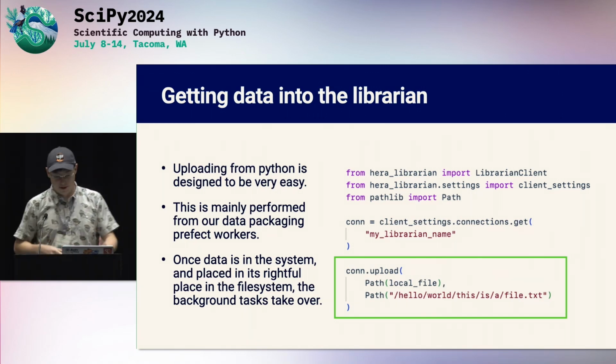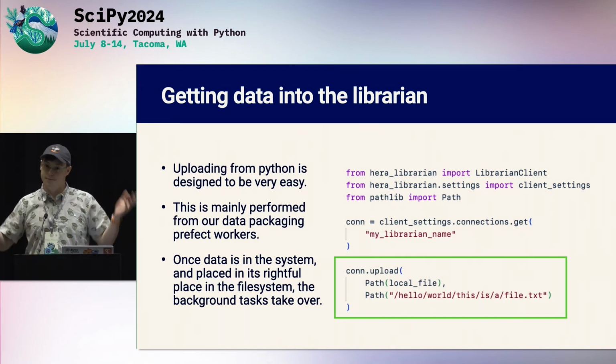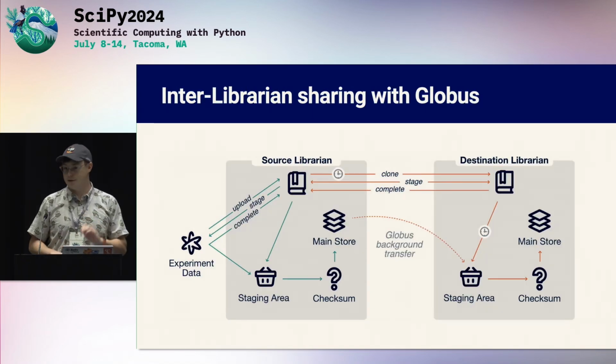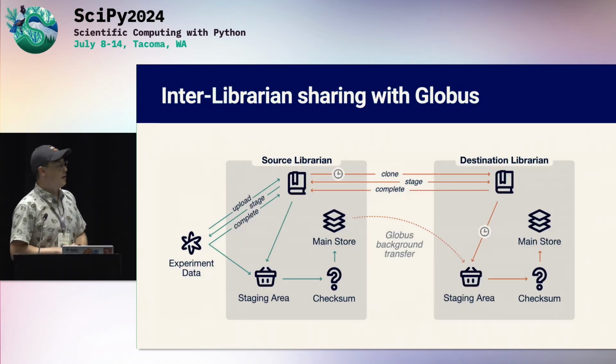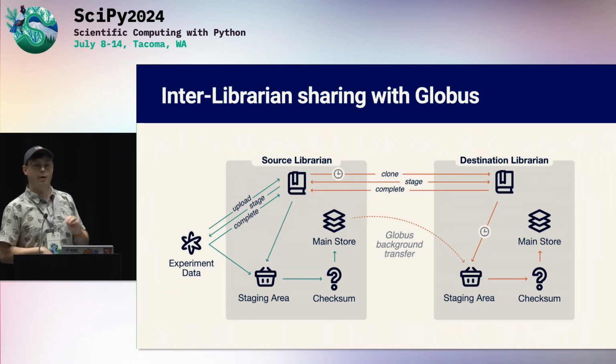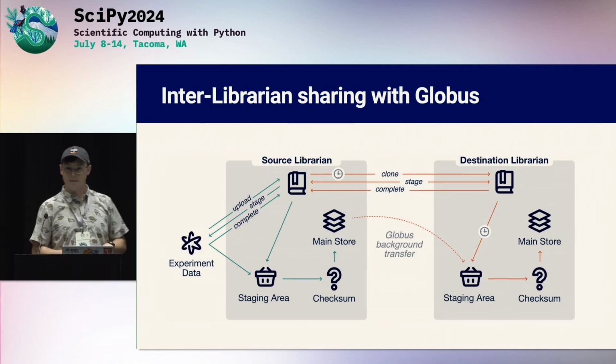And what this does is take your file, upload it, and you're done. How does this actually work, though? So let's do the easy case, which is Globus. Let's say I have some experiment data, and I want to upload it to the Librarian instance that's running co-located with the telescope.